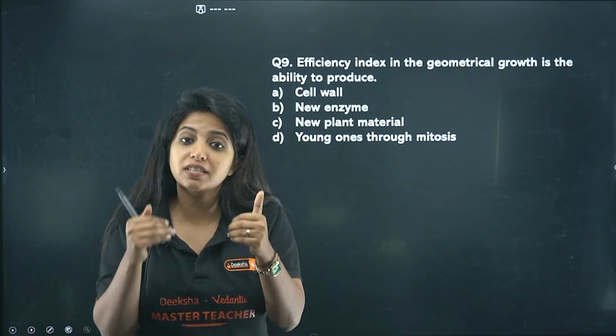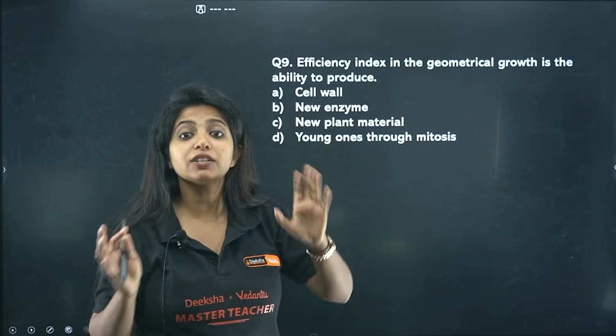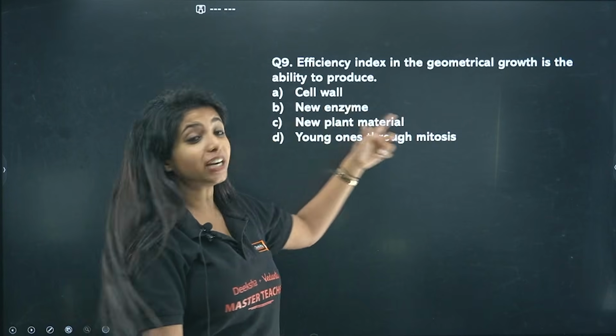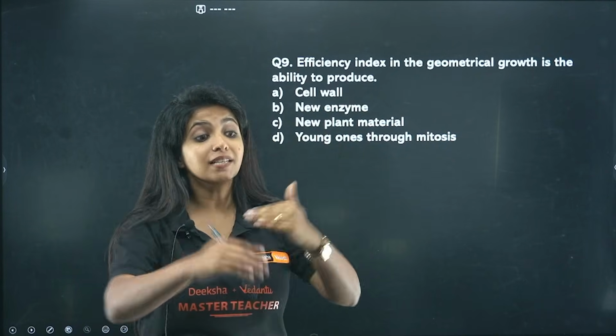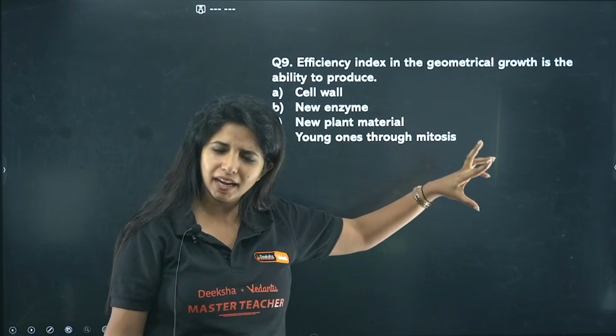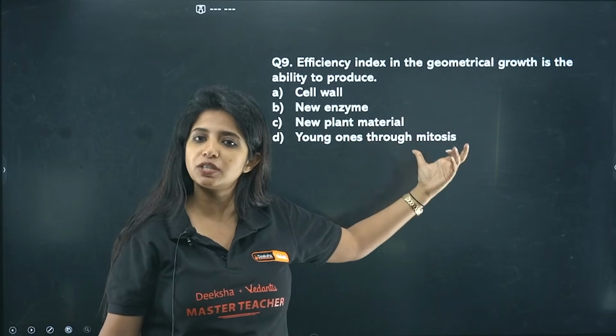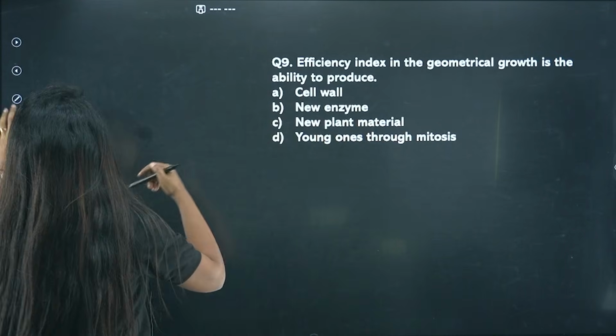Only if the cell divides, that's when growth is going to happen, right? New enzyme formation, again, has nothing to do with the growth. New plant material, yes. New plant material means some growth has happened, something has been formed up there. Young ones through mitosis, again, over here it's not too specific. Here it is clearly mentioned as plant material, so we will go with this one.